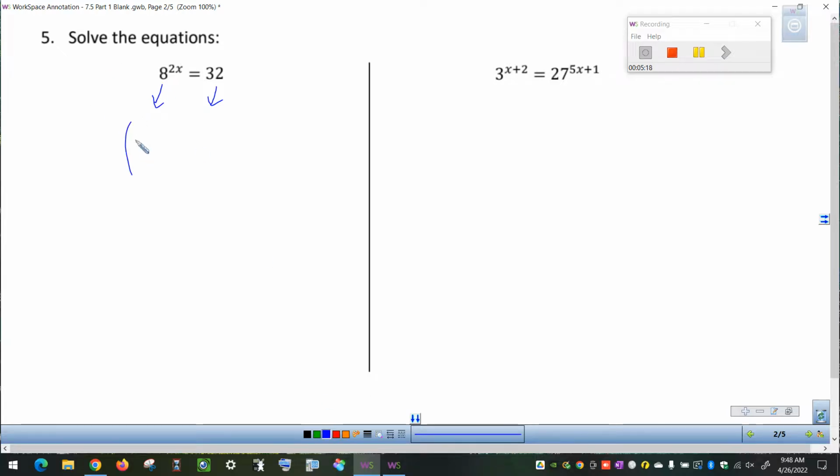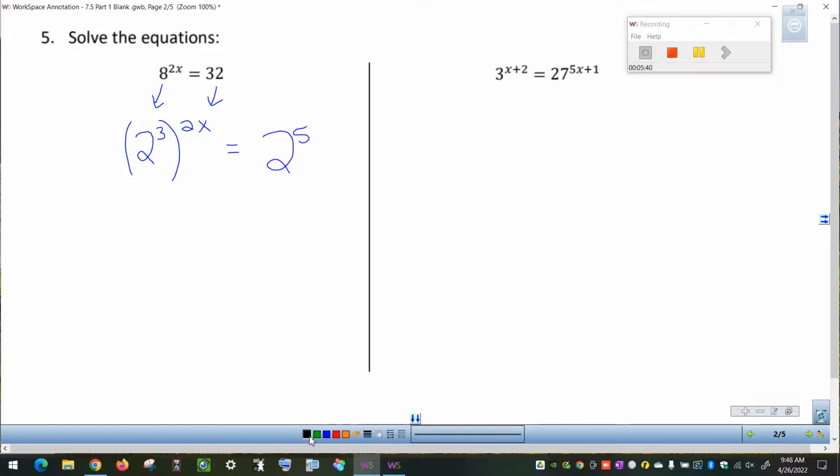Now let's be careful on this left-hand side. When we rewrite that 8 as 2 to the 3rd, I want you to put that 2 to the 3rd in parentheses, because it's still then being raised to the power of 2x. And so for now, we're going to have that 2x on the outside of our parentheses.